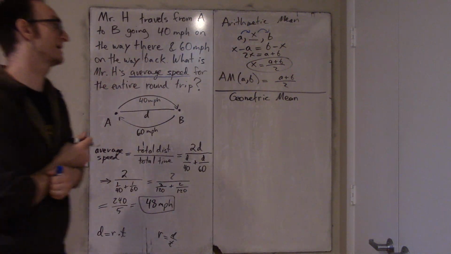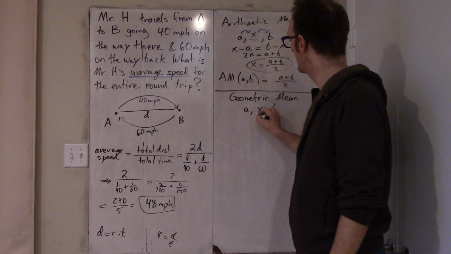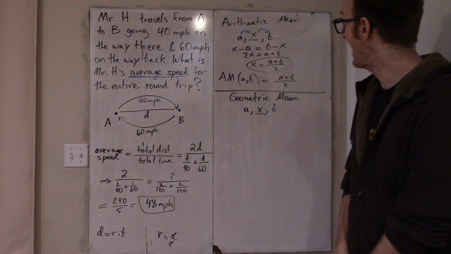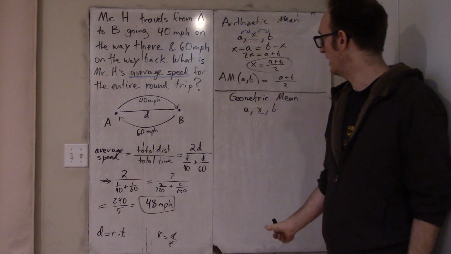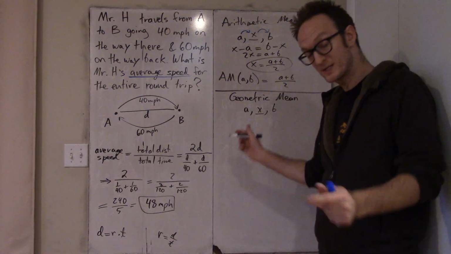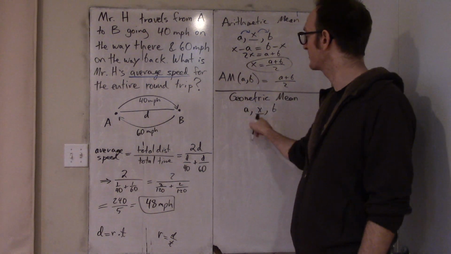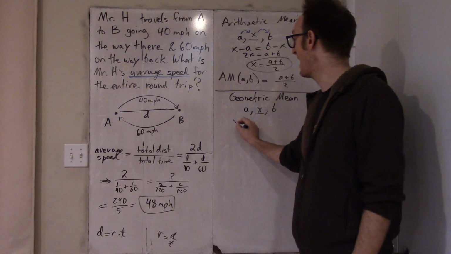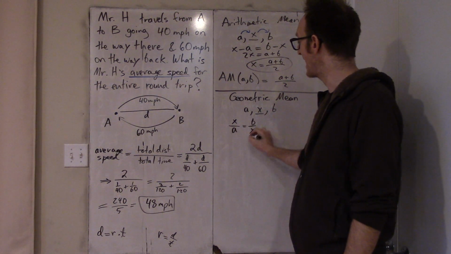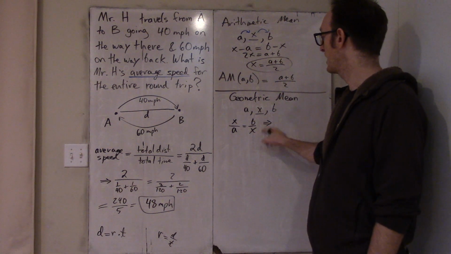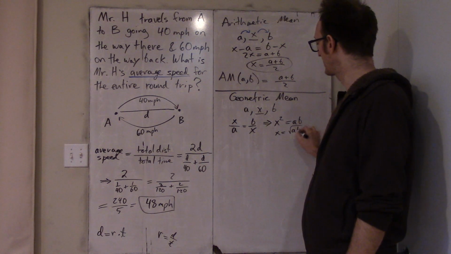What is the geometric mean of two numbers? Well, it's the number between them in a geometric sequence. So, okay, let's go. What does it mean if this sequence is geometric? If this sequence is geometric, then the ratio between a term and the previous term is the same. So x over a, the ratio between x and a, is the same as the ratio between b and x. And thus, we conclude that x squared equals ab, and so x is the square root of ab.